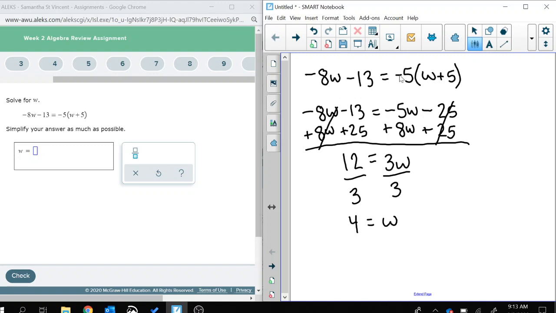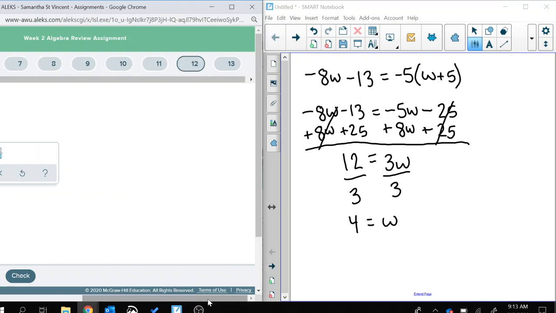Okay, so again, we're going to distribute so that we can get our w outside of those parentheses. We have to get all our w's to the same side, and then we can start isolating the w. And the last question you guys have here, number 13.